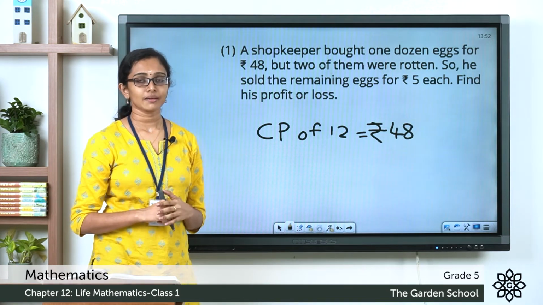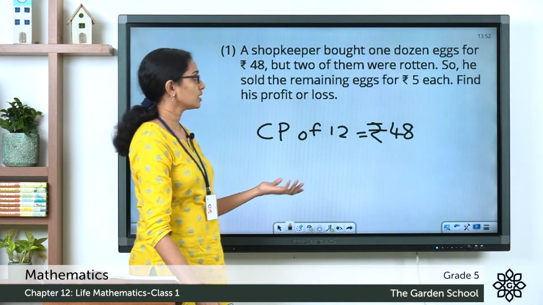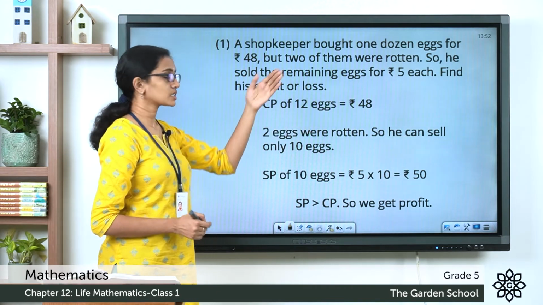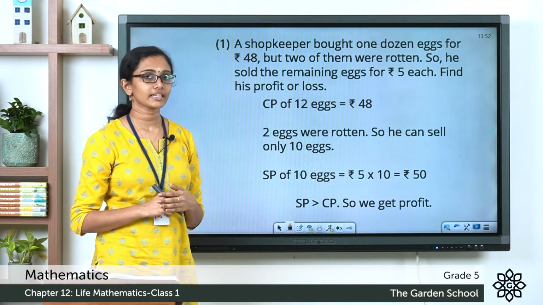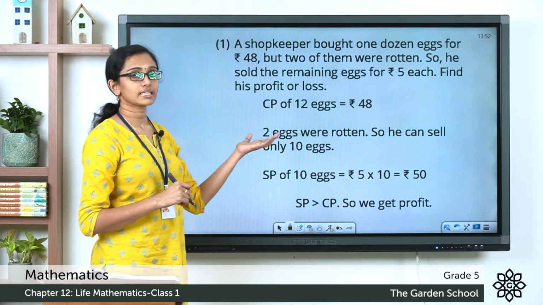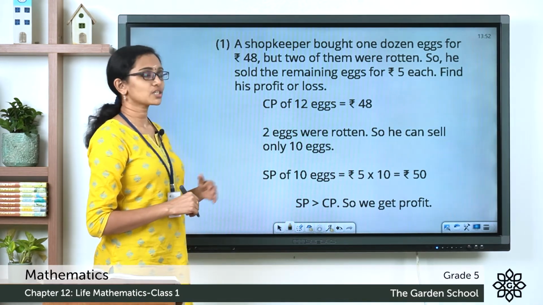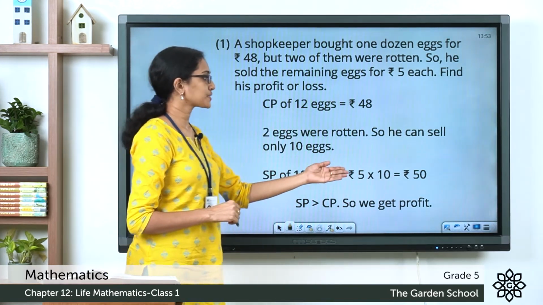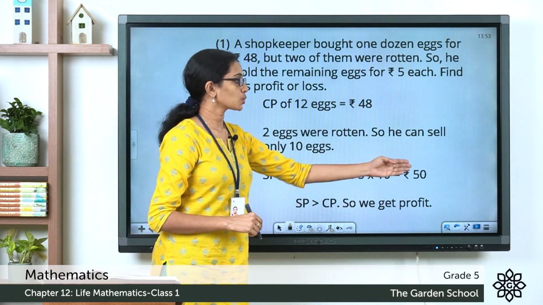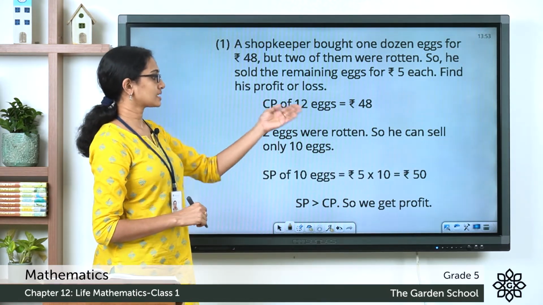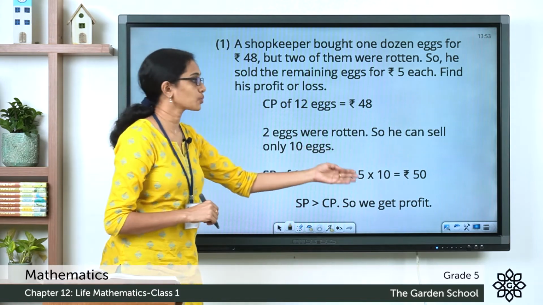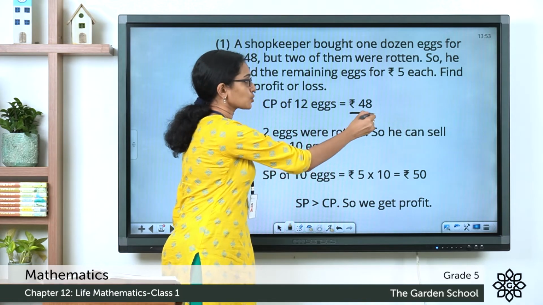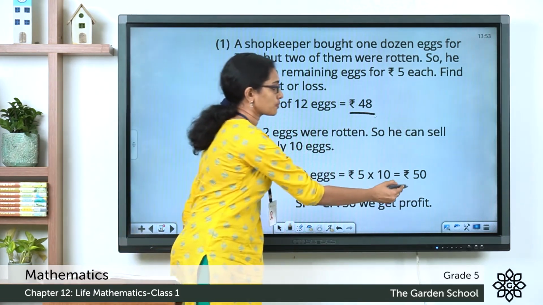Now let's see the steps and how we can find out the profit or loss. So the cost price of 12 eggs is equal to rupees 48 as mentioned in the question. And it is said in the question that 2 eggs were rotten, so he can sell only 10 eggs and the selling price of 10 eggs is rupees 5 each for 10 eggs. So that is equal to rupees 5 into 10, that is equal to rupees 50. So he sold these 10 eggs at a price of rupees 50. So what was his cost price or buying price? The cost price was rupees 48 but the selling price is rupees 50.